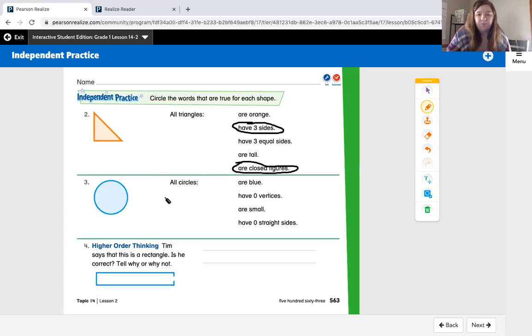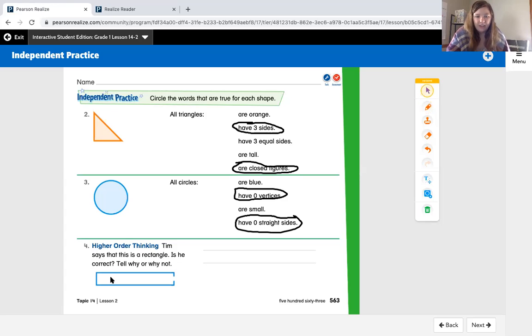All right, a circle. All circles are blue. Is that true or false? Give me a thumbs up or a thumbs down. False. All circles are not blue. They can be whatever color. All circles have zero vertices. Give me a thumbs up or a thumbs down. How many vertices do circles have? You're right, they have zero vertices. All circles are small. Thumbs up if it's true, thumbs down if it's false. You're right, it's false. Circles can be any size. All circles have zero straight sides. Give me a thumbs up if that's true or a thumbs down if that's false. You're right, circles have no straight sides.